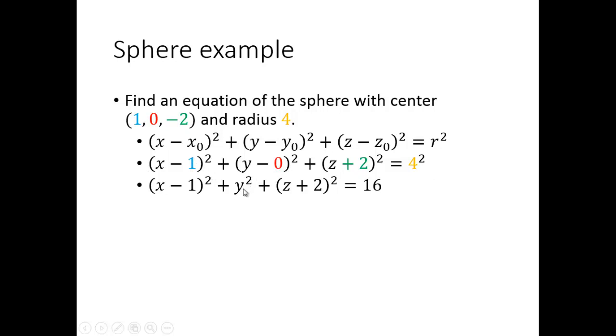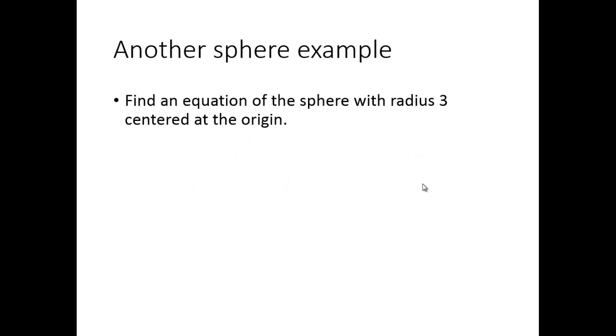Y minus 0 is just y, so this becomes y squared. Z plus 2, I'm just going to leave that squared. 4 squared is 16. So this is our equation of our sphere, whose center is (1, 0, -2) and has radius 4.